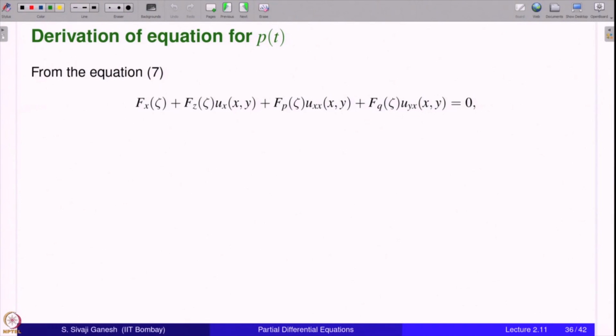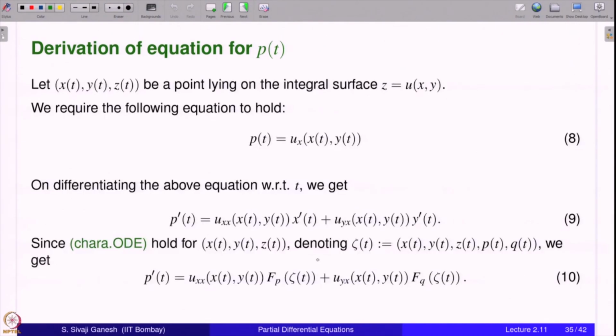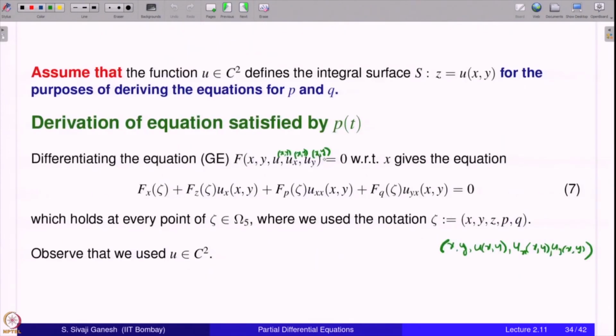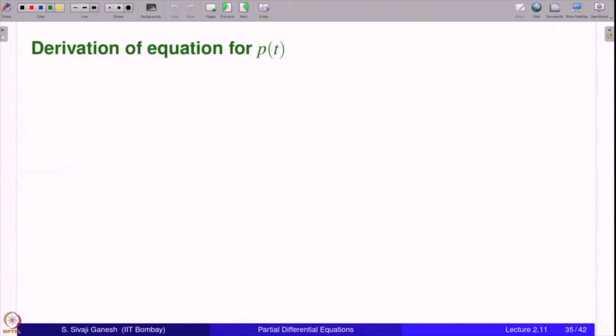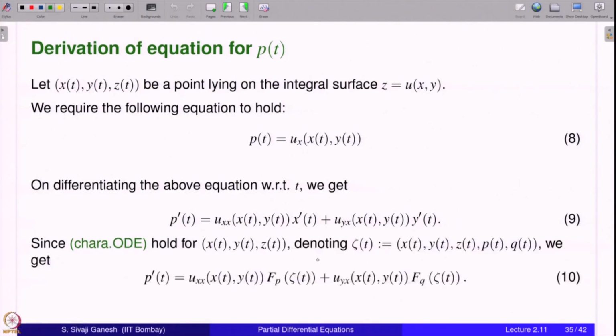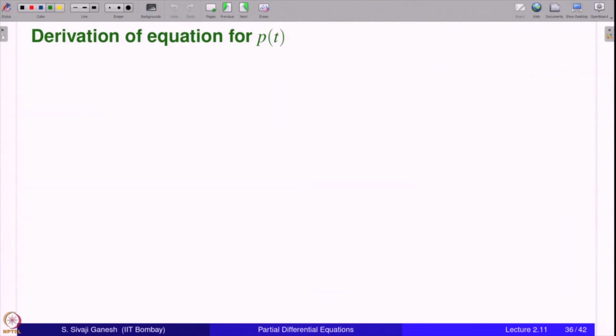And from equation 7, that is the one we got after differentiating f of x y, yeah, this equation. And here we almost got an equation for p prime. The only problem is there is u x x and u y x, we do not want that, right. Equation of p should involve only f, it can involve x t y t z t, no problem, but not u x x and u y x. So, that needs to be removed now.